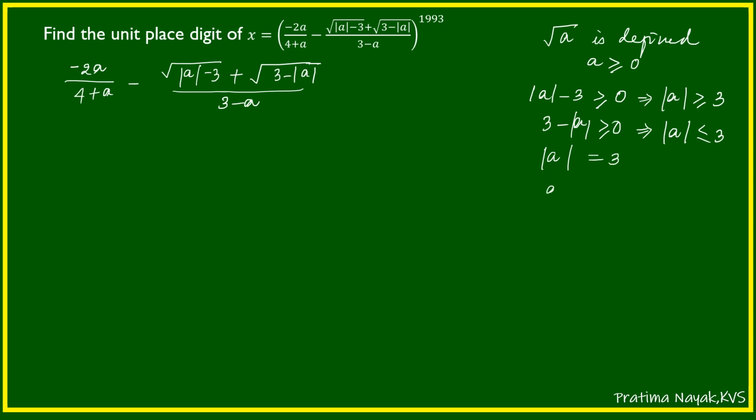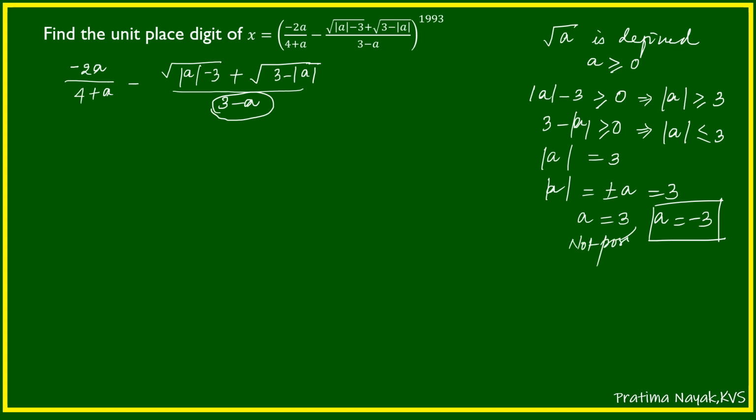And what is modulus of a? It is equal to plus a as well as minus a. So if a is 3 and a is minus 3, if we take both the values, we'll see that the denominator will become 0 when I put a equal to 3. So this is not possible. That means a is equal to minus 3 is the value. This is rejected. So I'll put a equal to minus 3 now.